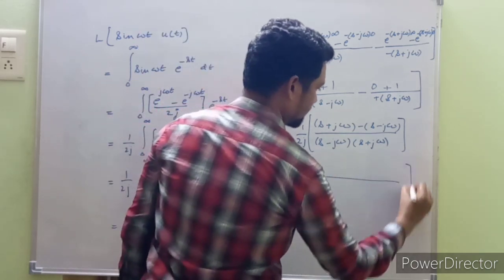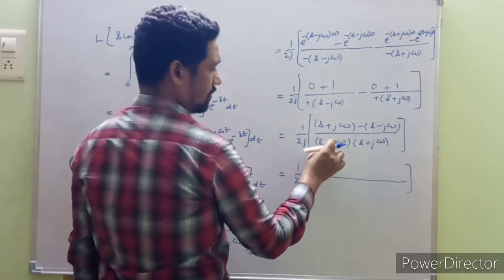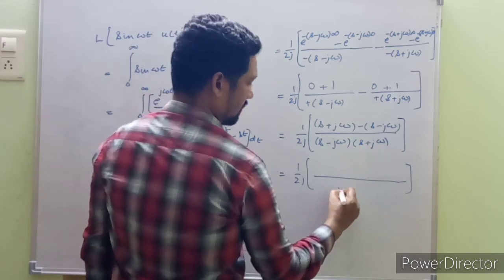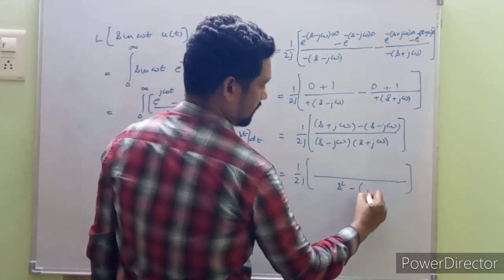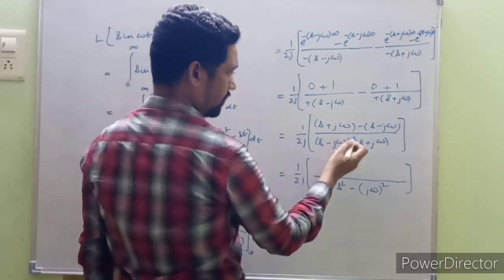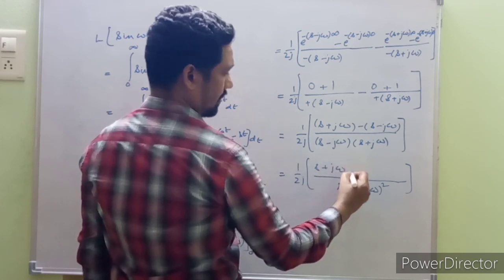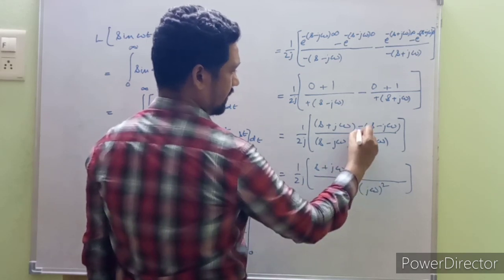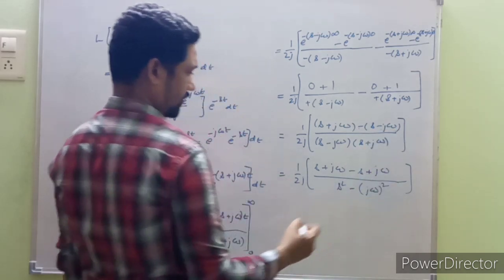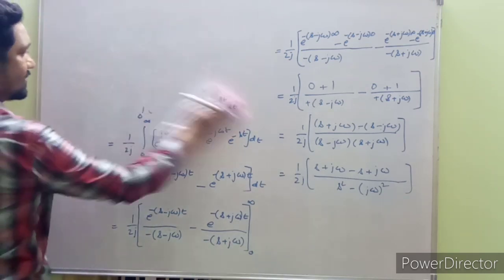A little simplification over here again, a minus b into a plus b, that will be a square minus b square. So a minus b into a plus b results in s square minus of j omega whole square. And in the numerator what we have is s plus j omega minus of s, this minus into minus, that will be plus j omega. So is that correct? Yeah, it is perfect. So let me continue on this side.